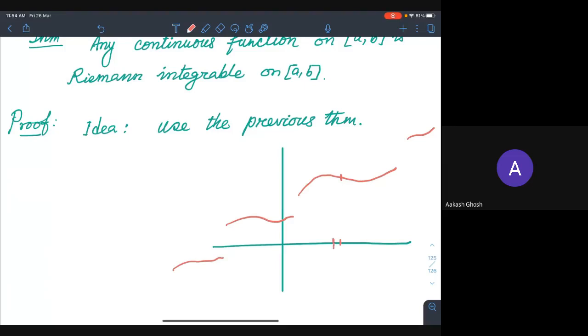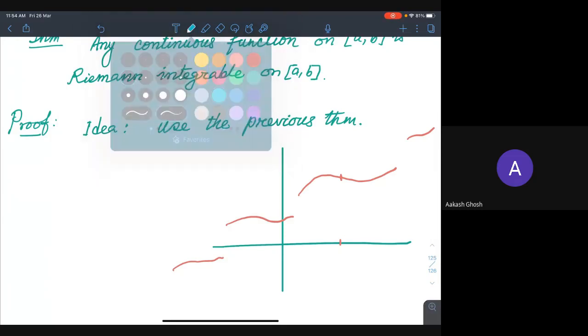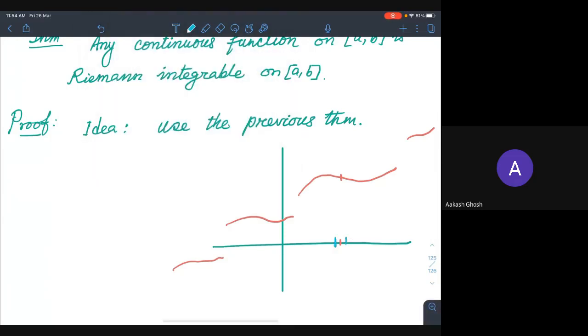If you make this neighborhood small, the functional value remains small, right? So if the partition is this small, then the infimum of the function in that small interval and the supremum of the function in that interval remain very close. All right.